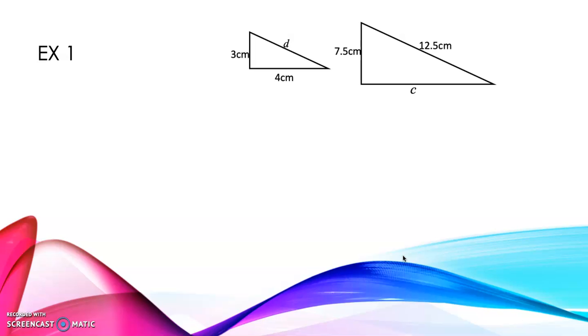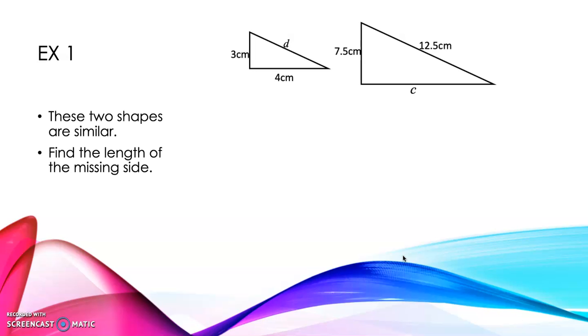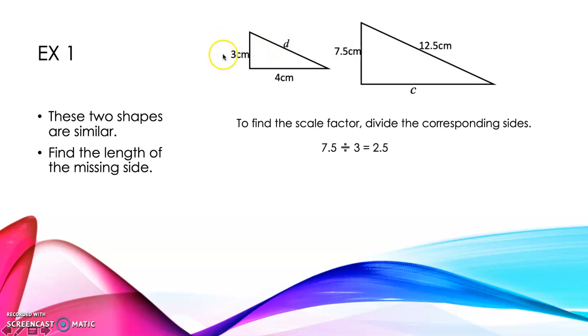Example 1. They give you two shapes and they tell you they are similar. Find the length of the missing side. The first step is to find the scale factor. That means what number do I multiply this triangle by to get these lengths? So I have to divide to find that. I do 7.5 divided by 3 and I get 2.5. This is known as the scale factor. I can use this scale factor to find the length of the missing side.